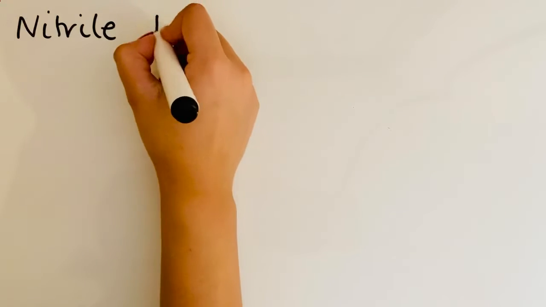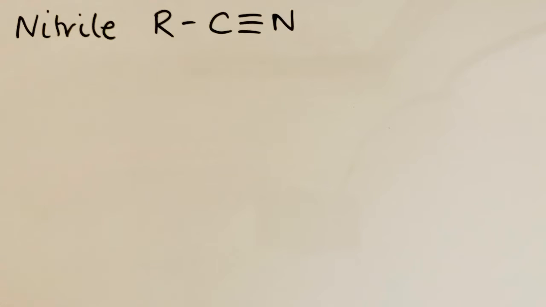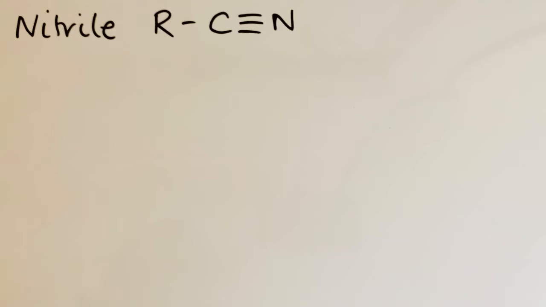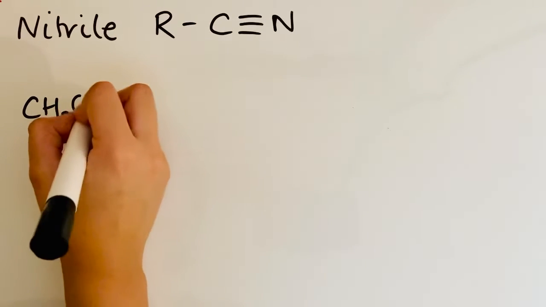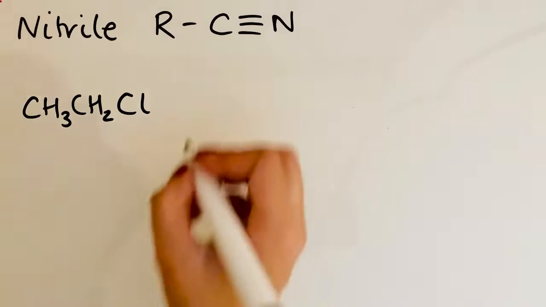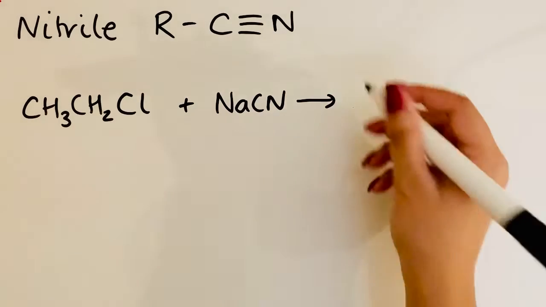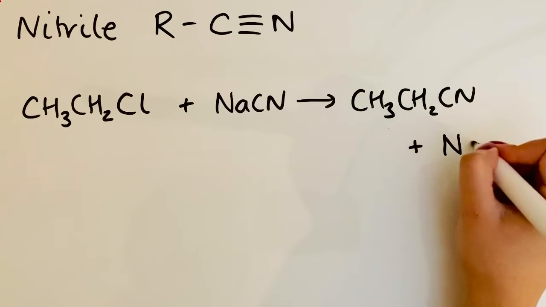So let's just remind ourselves what we mean by a nitrile. A nitrile has this functional group where we have a carbon triple bonded to a nitrogen, and that is a nitrile group. So the way that we can make a nitrile is by doing nucleophilic substitution using a cyanide ion with a haloalkane. So let's just do an example of this. If we have chloroethane, we can react that with sodium cyanide, and that will produce this nitrile here and also release sodium chloride.